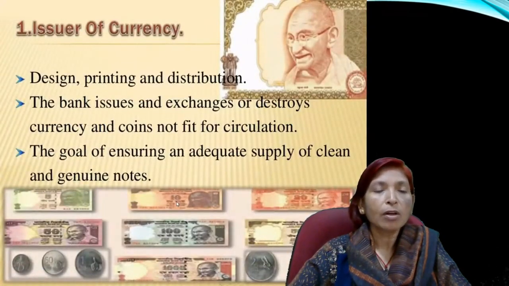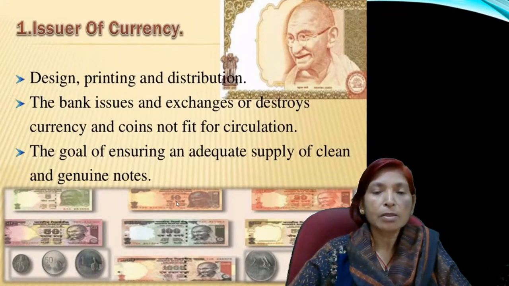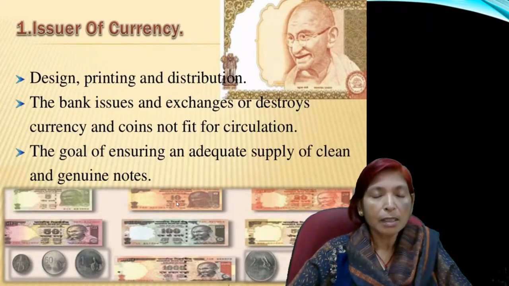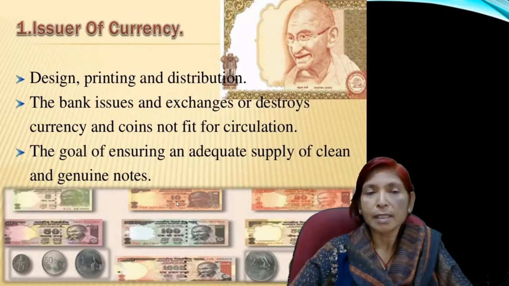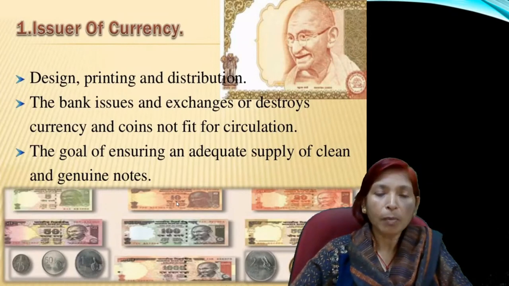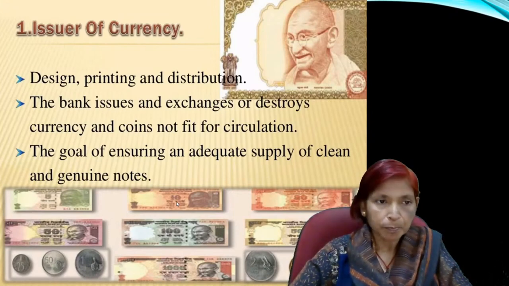Now, first is issuing of currency. RBI plays a very important role in issuing paper currency, coins, notes, etc. RBI handles the design, printing, distribution, and issuing of paper currency to maintain uniformity in currency. That's why RBI has a monopoly power of issuing all paper currencies, coins, notes, etc. Only the 1 rupee note is issued by the Ministry of Finance, Government of India. The rest of the currencies are issued by the Reserve Bank of India.